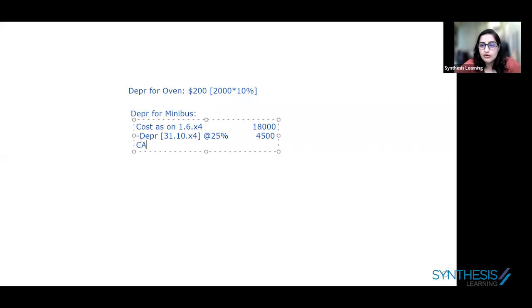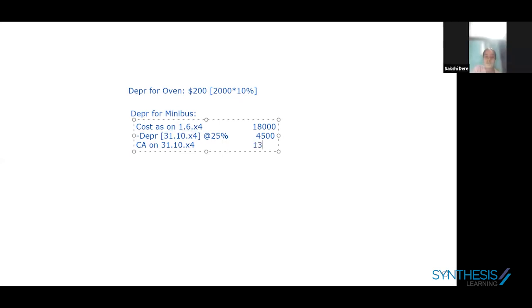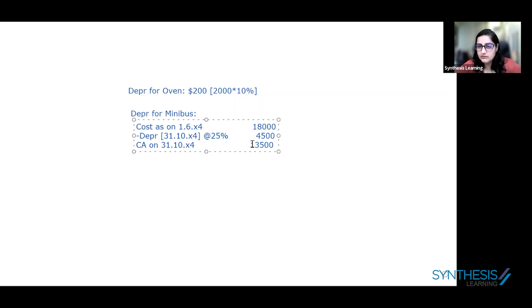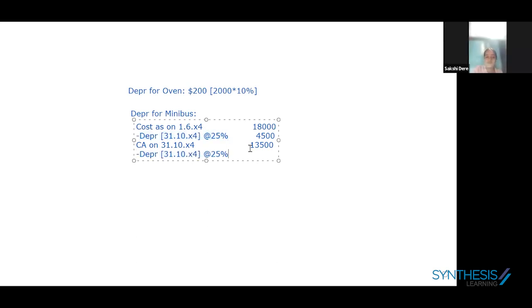Good job. So carrying amount on 31st October, how much has it become? 13,500. Correct. Is this making sense for everybody? Okay, moving ahead. Next, which depreciation do we have to do? X5. Excellent. What will it be now? 25% will be taken on 13,500. Correct? 3,375.